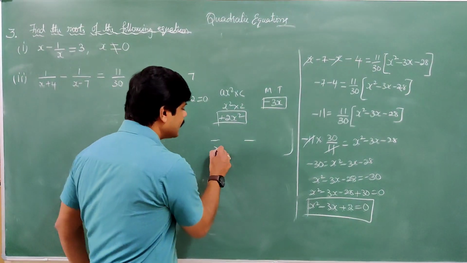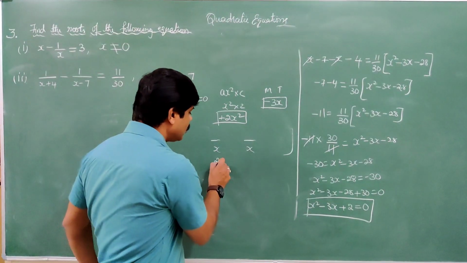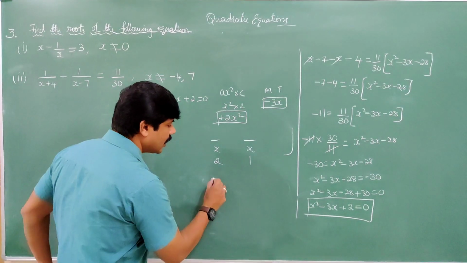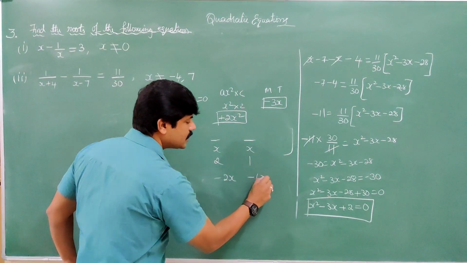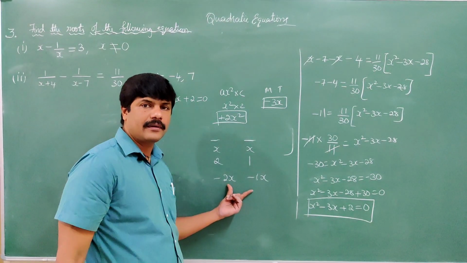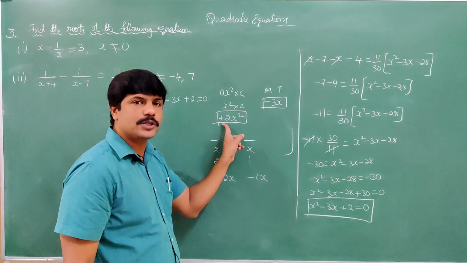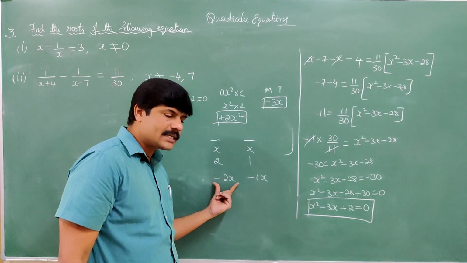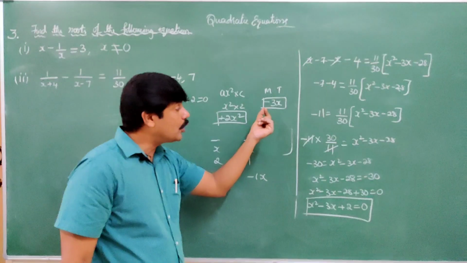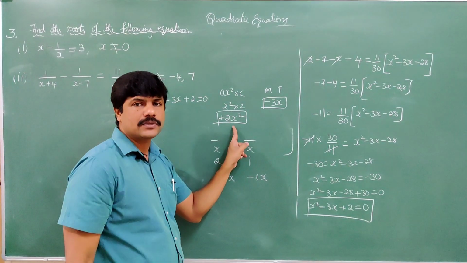Then for x square, x and x you are taking. So now 2 and 1, 2 plus 1 is 3. Understand? Thus the factors are minus 2x and minus 1x. Minus 1x can be written as minus x itself. These are the two factors. Minus 2x into minus x is plus 2x square. Minus 2x minus 1x is minus 3x. Thus you can split with these two factors from 2x square.